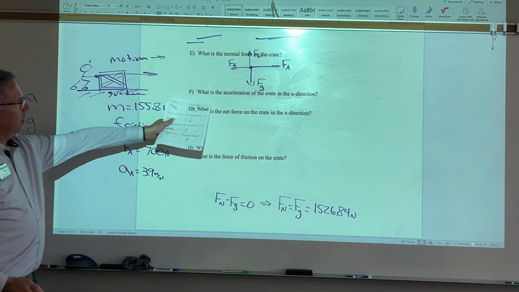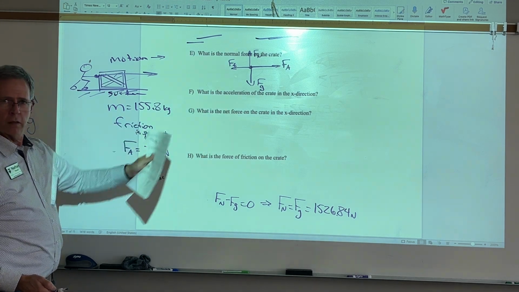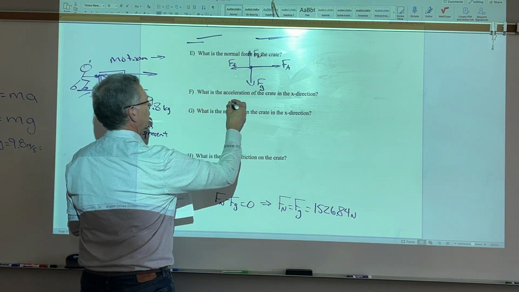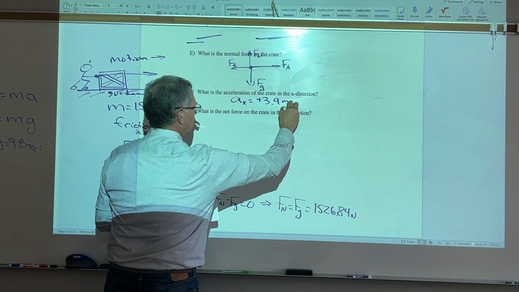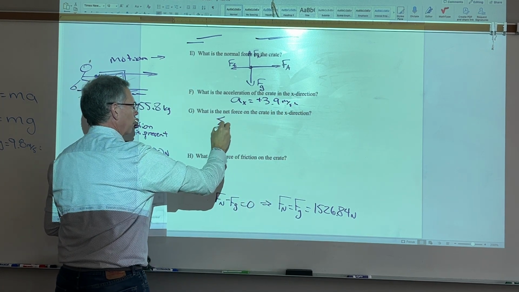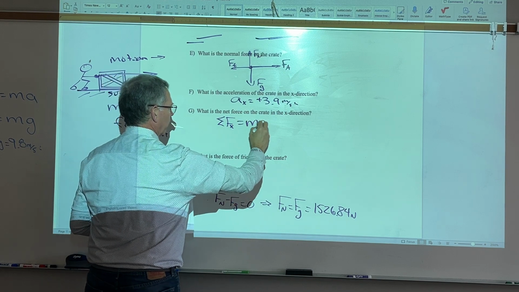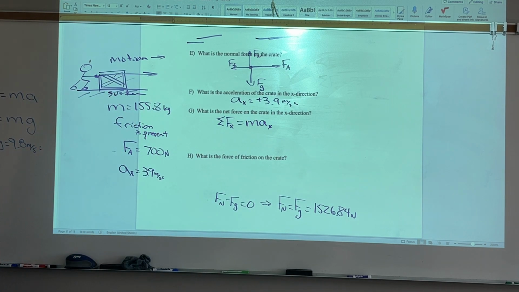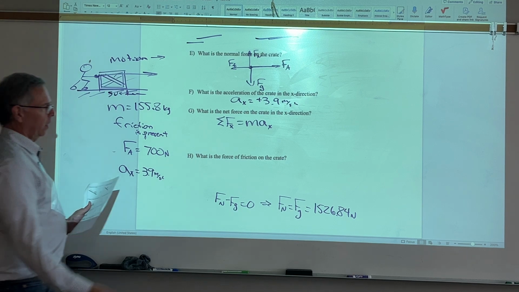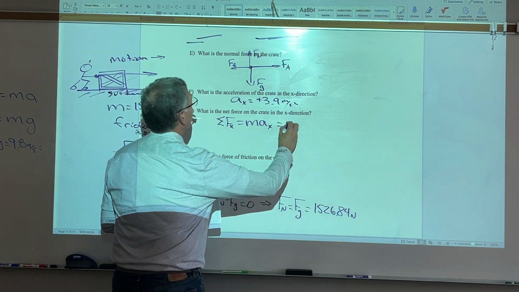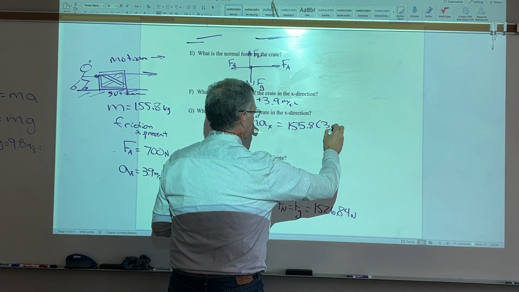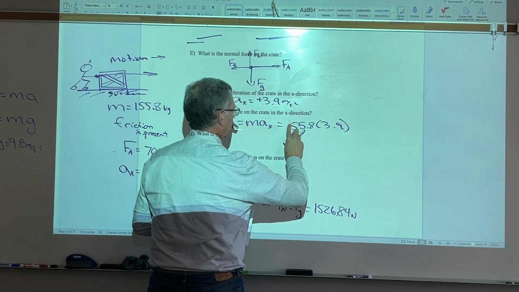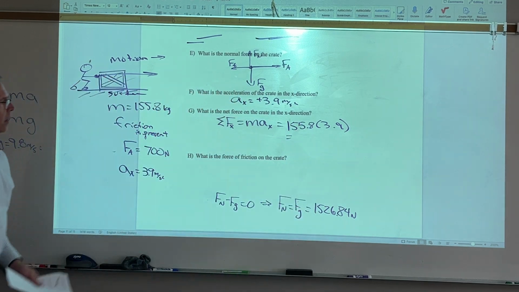What's the acceleration in the X direction? 3.9. How do you know that? It's given. Positive 3.9 meters per second squared. So net force in the X direction equals mass times acceleration in the X direction. So 155.8 times 3.9. What's that? 600 something?